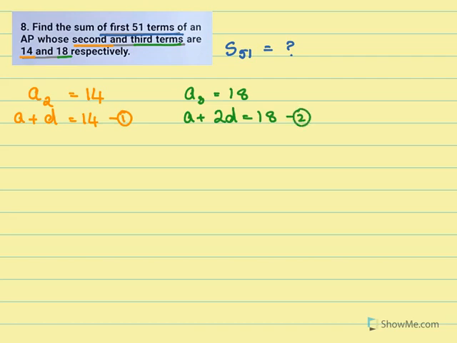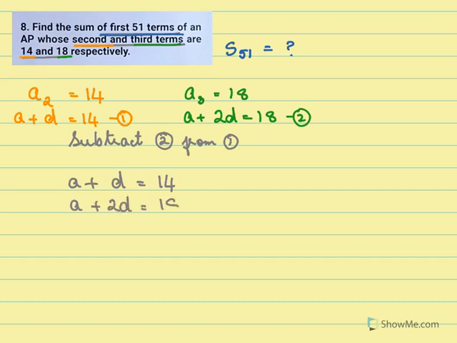Equation 2. I will subtract these two equations. So I have now A plus D equal to 14, and below that A plus 2D equal to 18. In order to subtract, I need to change my signs, and on changing the sign, this cancels out. So I have minus D equal to minus 4 and the D equal to 4. One result we have found.